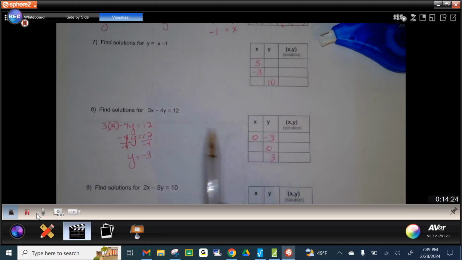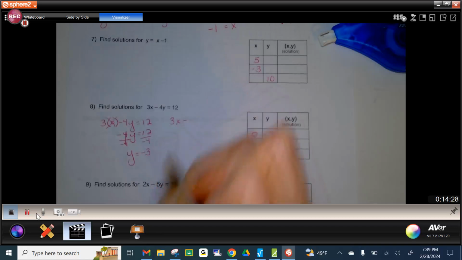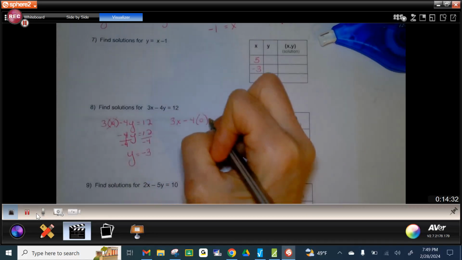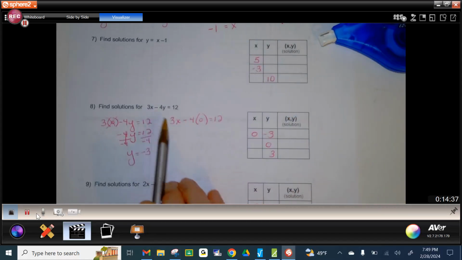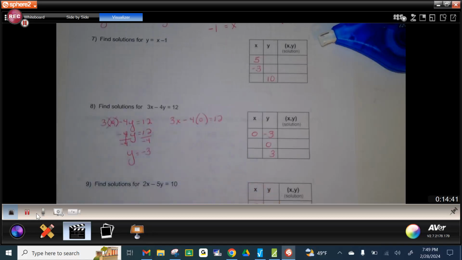Now we're going to put 0 in for the y. So I have 3x minus, and I'm going to put 4 times 0 in for the y. Now notice right now I'm just substituting in the value. Everything else stays the same. The 3x, the 0 goes in for y, and then we have that.